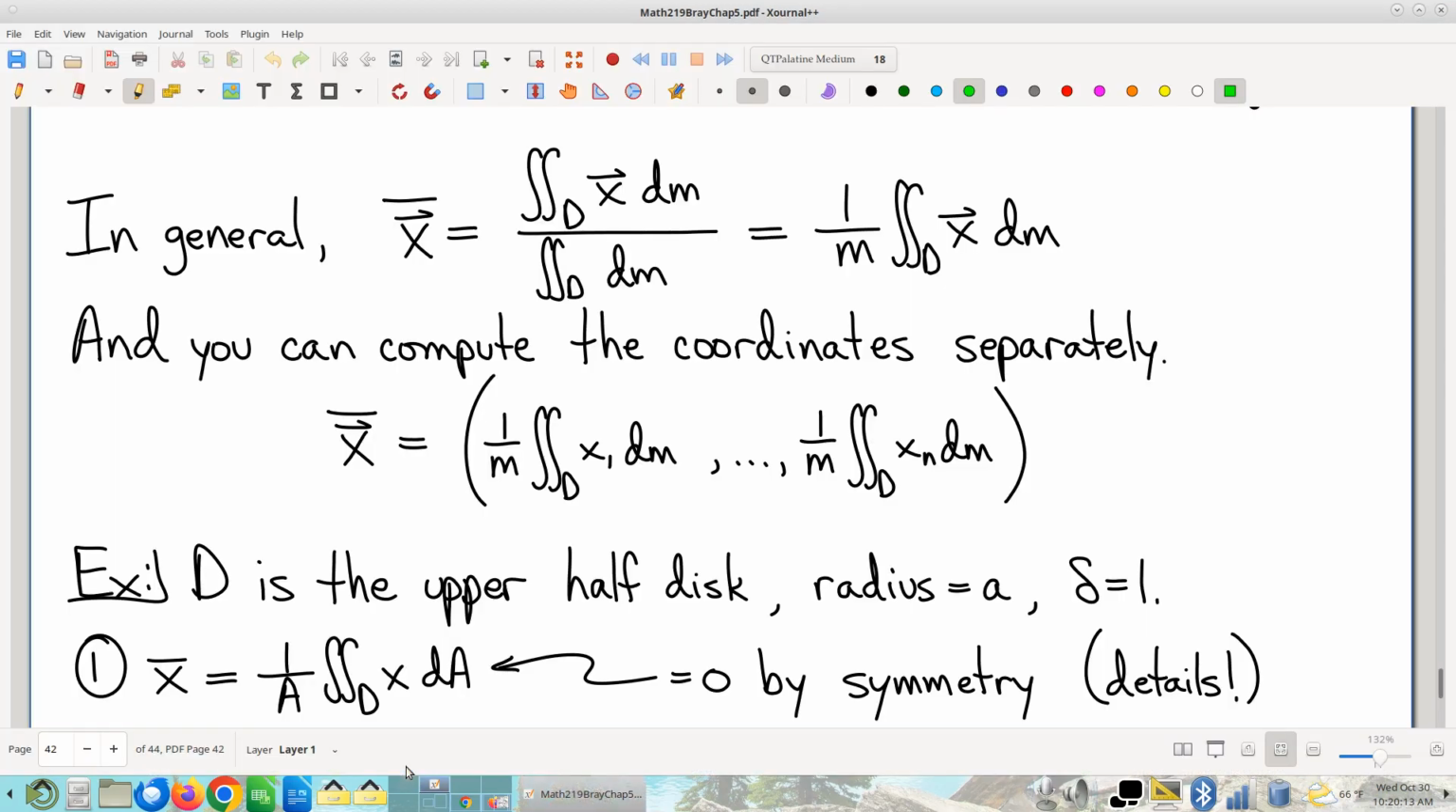So here's where we were last time. We were talking about various applications of integrals, and we were talking about this formula right here. This is our general formula for finding the center of mass, sometimes called the centroid, of a region.